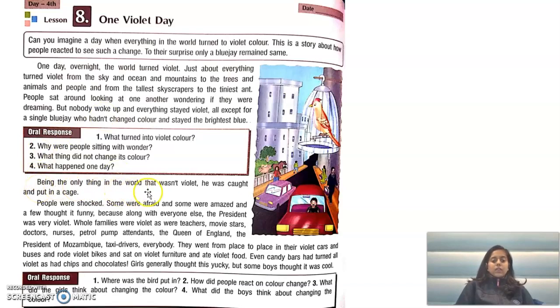Being the only thing in the world that wasn't violet, he was caught and put in a cage. So now it was the only thing which was not violet in color, which was different from everything, and so it became very special, and it was caught and put in a cage.